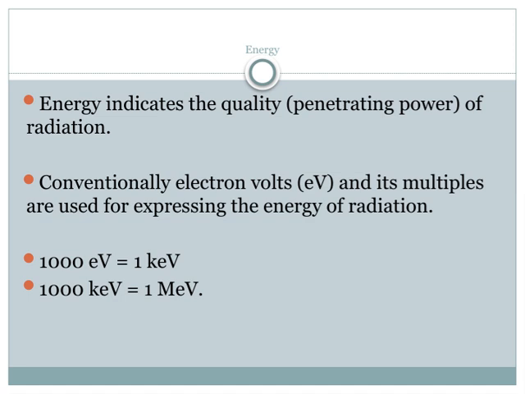For larger energies, we use multiples of eV. For example, 1000 eV is called 1 keV, which stands for kilo-electron volt. And when the energy gets even higher, like in the case of very energetic particles, we use mega-electron volts, or MeV. So, 1000 keV equals 1 MeV.